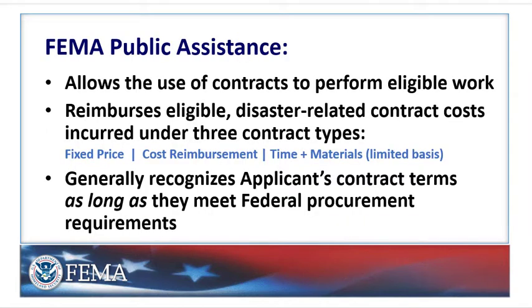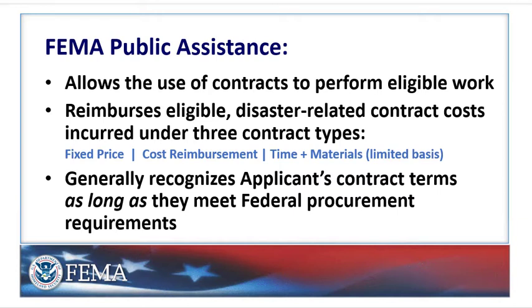FEMA's Public Assistance Program allows the use of contracts to perform eligible disaster-related work. FEMA reimburses costs for eligible disaster-related work incurred under 3 contract types: fixed price, cost reimbursement, and, to a limited extent, time and materials. FEMA provides public assistance funding for eligible disaster-related contract work based on the terms of the contract as long as the applicant meets federal procurement and contracting requirements. Let's take a look at the Contract Work Summary Record worksheet next.